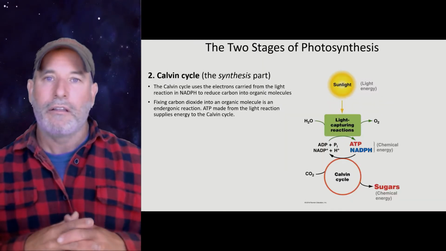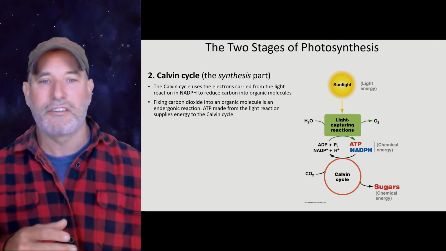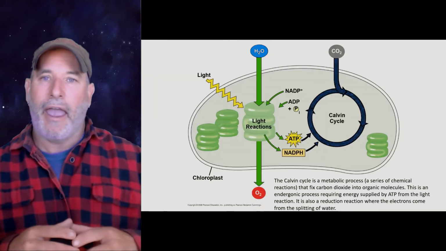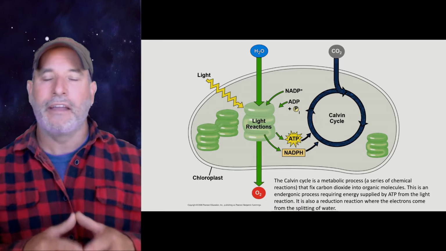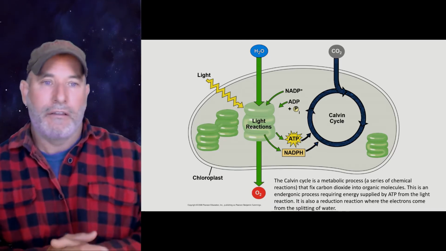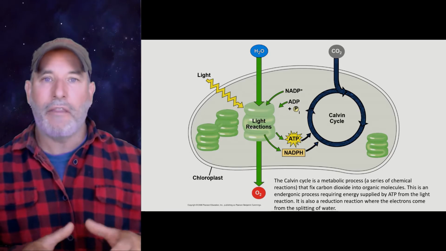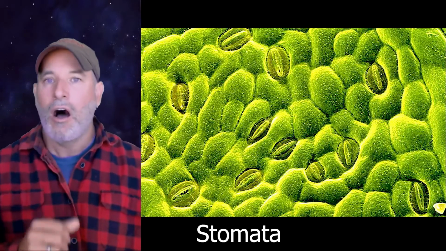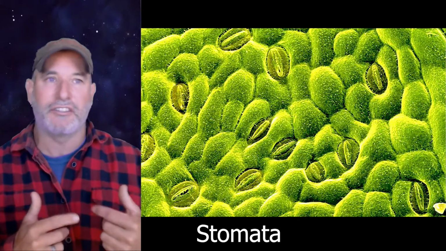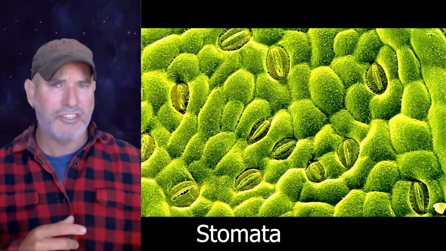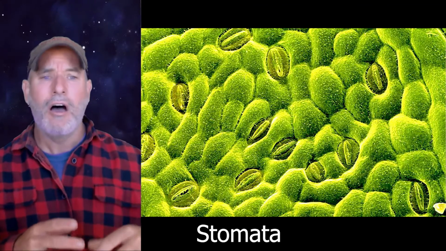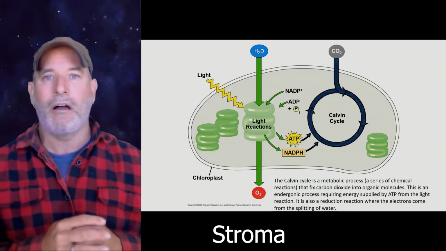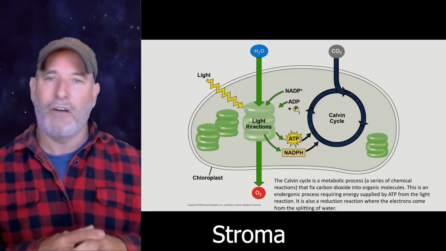And then, of course, the second part is the Calvin cycle. This is the synthesis part, and this is where we're going to actually fix carbon dioxide into organic molecules. And the Calvin cycle occurs inside the stroma of the chloroplast organelle. Now the stroma, okay, don't confuse that with the stomata. Stomata are tiny openings on the underside of leaves that allow for gas exchange. That's how water exits leaves, oxygen exits leaves, and carbon dioxide comes in, okay? But the stroma is the area between the thylakoid membrane and the inner membrane of the chloroplast. And this is where the Calvin cycle occurs.